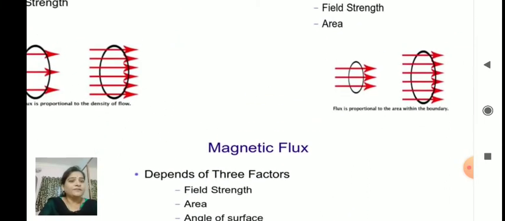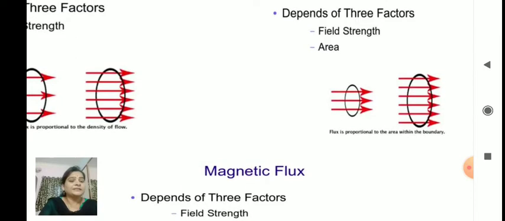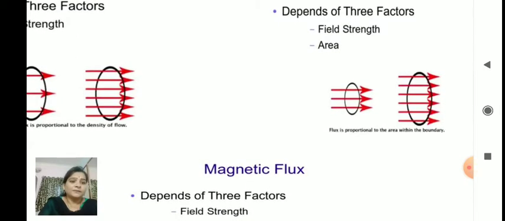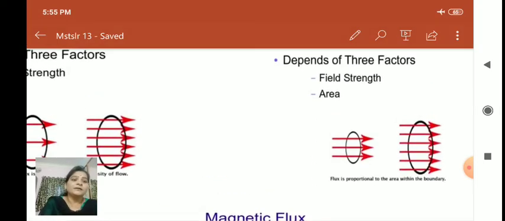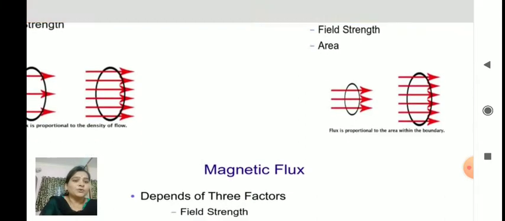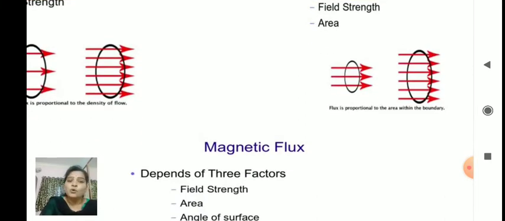Next, the second factor on which the flux depends is the area of the surface within the boundary. So the flux is proportional to the area within the boundary. So if more is the area, more is the flux. Less is the area of the surface within the boundary, less is the flux. So the magnetic flux depends on the area of the surface within the boundary.